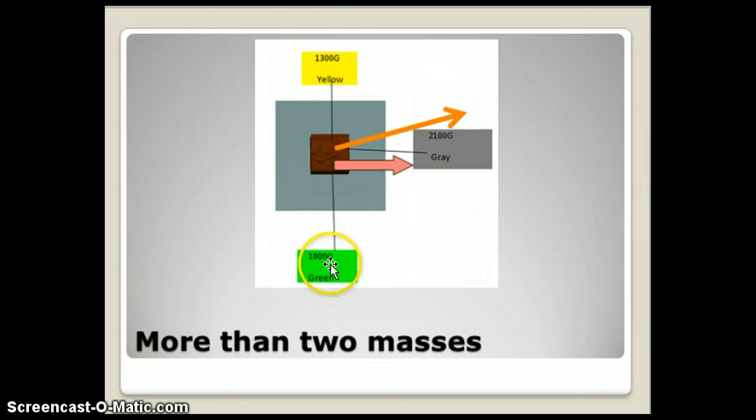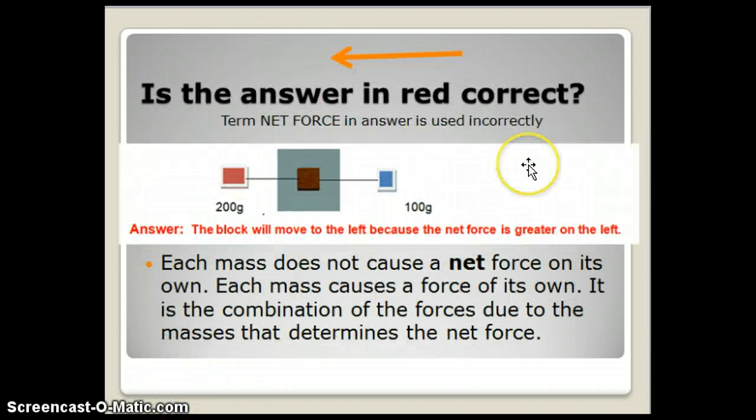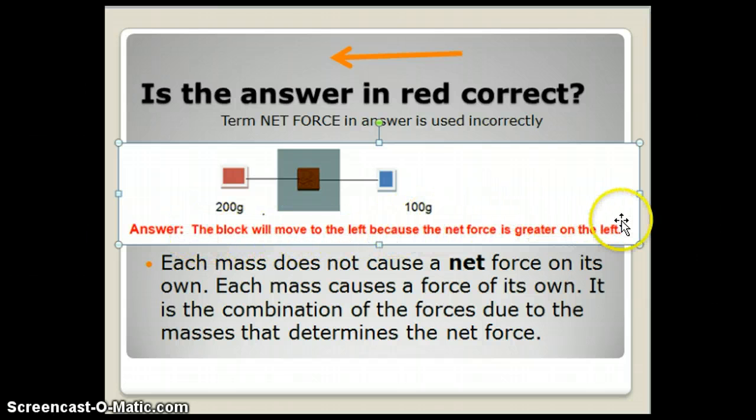So the 1,300 gram and the 1,000 gram can be canceled out, with 300 being left up here, which means we have to consider 300 here and 2,100 here, and so the arrow will go in between but closer to the gray because it has a higher mass. Now on this example, the answer here was a very common mistake that I received from many, many students. So if you didn't make any mistakes at all, most of you made this one right here.